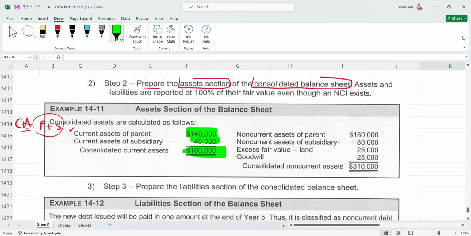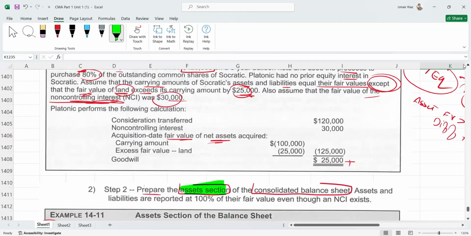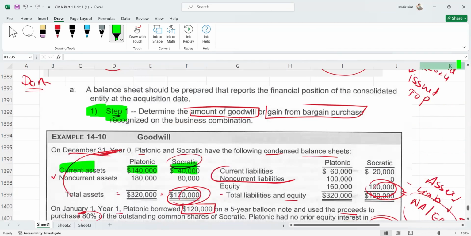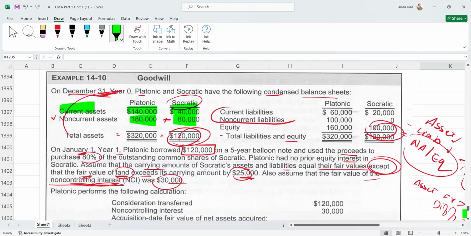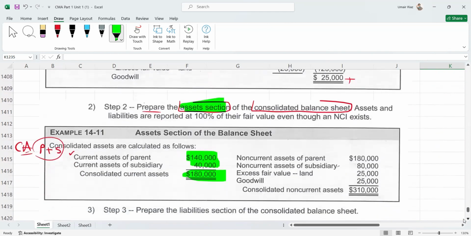Then you have to prepare the non-current asset section also, because we are preparing the asset section, right? In the asset section we have current and non-current. When you prepare non-current assets, first you have to take parent non-current assets plus subsidiary non-current assets. Along with this 180,000 and 80,000, we have to show goodwill also, and we have to show the fair value adjustment also. So this is how it will be prepared.